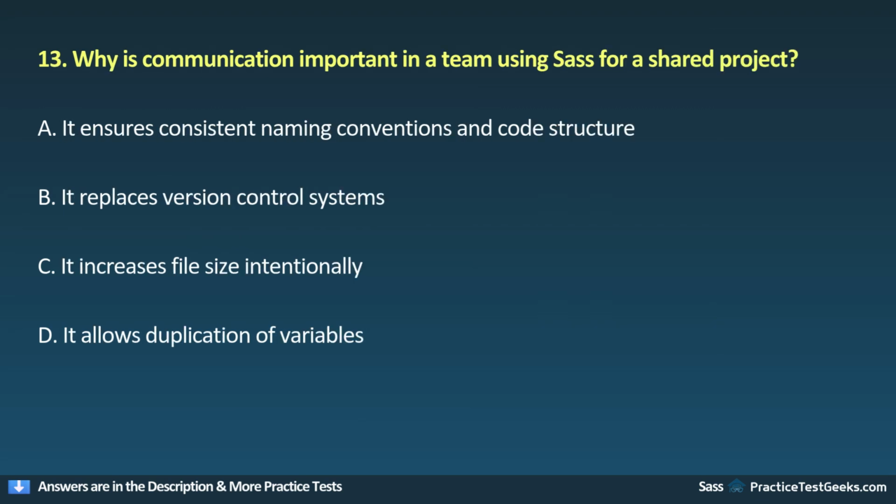13. Why is communication important in a team using Sass for a shared project? A. It ensures consistent naming conventions and code structure. B. It replaces version control systems. C. It increases file size intentionally. D. It allows duplication of variables.